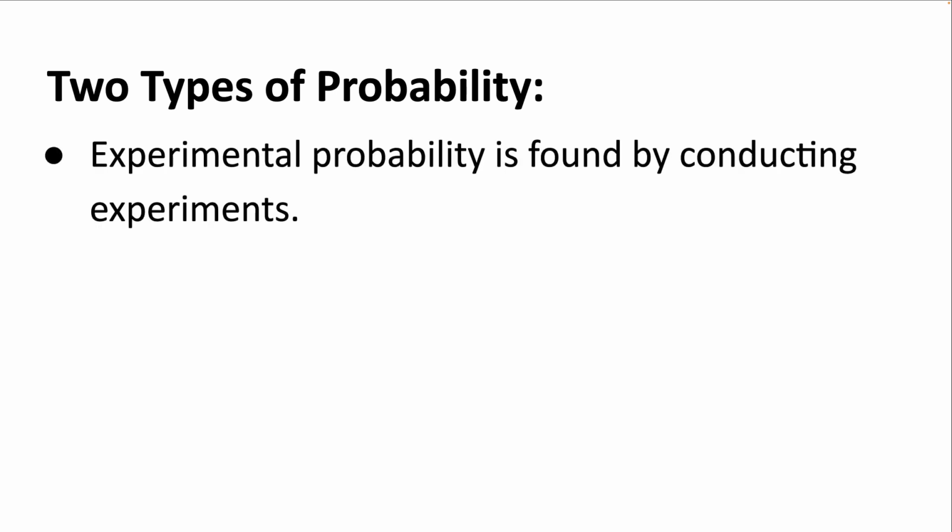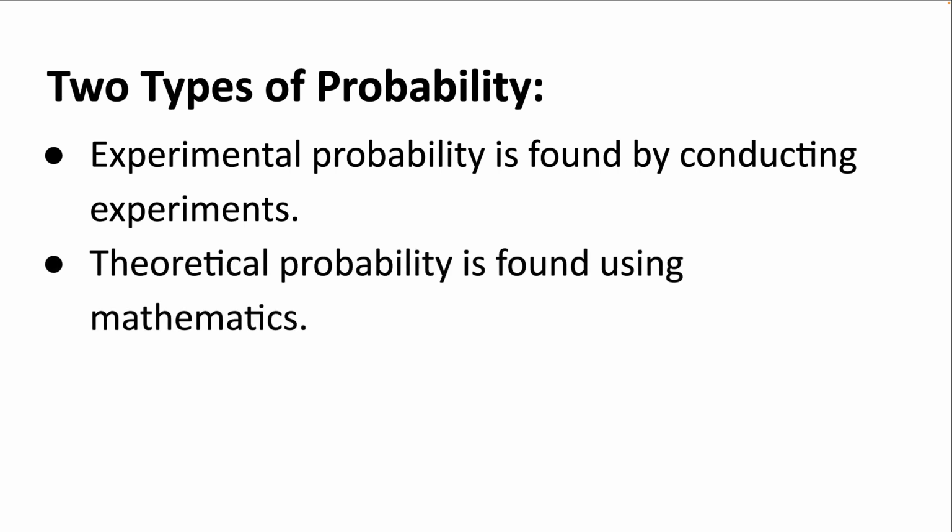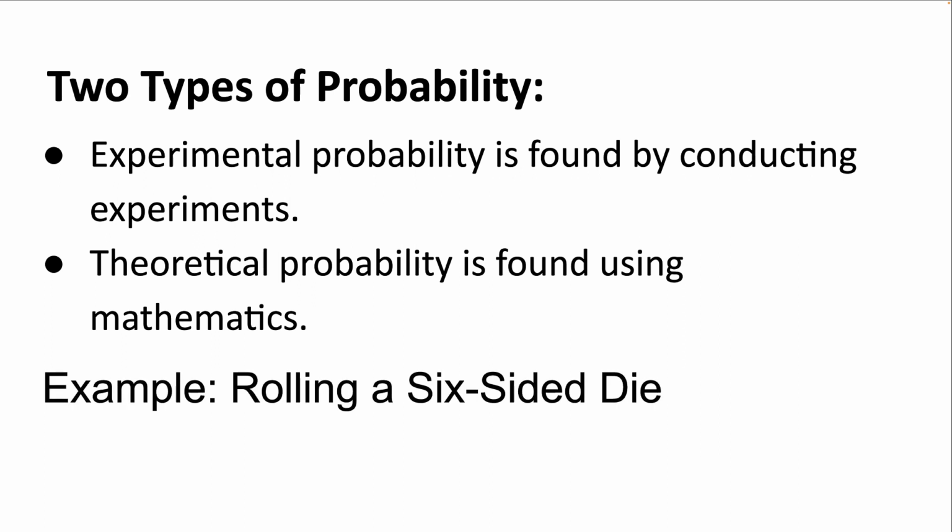There are two main types of probability. Experimental probability is found by conducting experiments. Theoretical probability is found using mathematics. So, for example, we could learn about the probabilities of rolling a six-sided die by actually carrying out a physical experiment where we roll a six-sided die several times. Or, as you'll see in this video, we could think about the likelihood of certain events by thinking about the different outcomes that are possible when we roll a six-sided die.